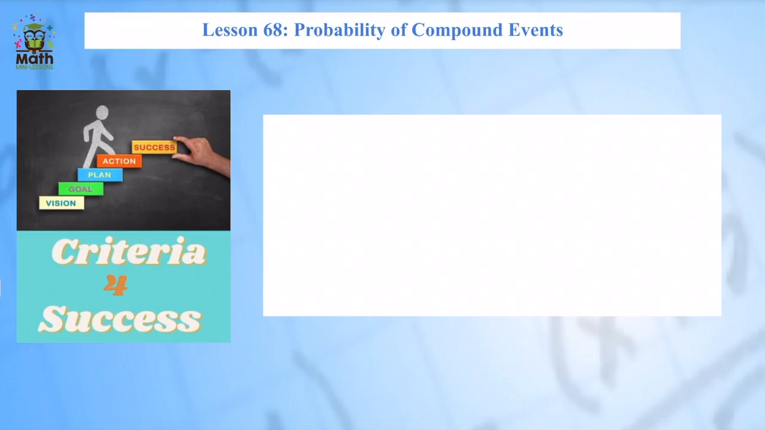Welcome back, Math Marvels. This is lesson 68. We're going to find the probability of compound events. That means more than one event. So as I'm modeling, look out for these things.